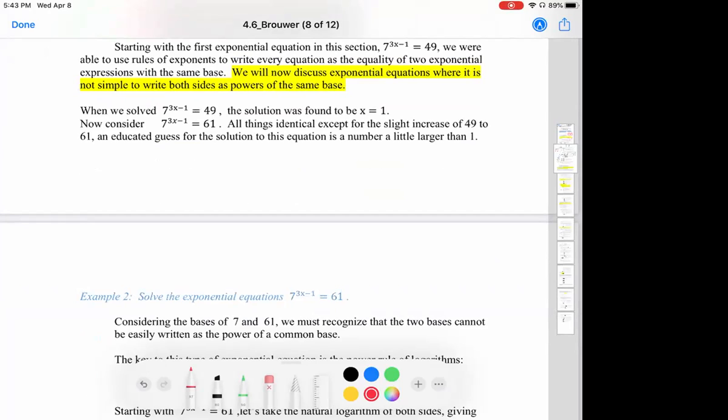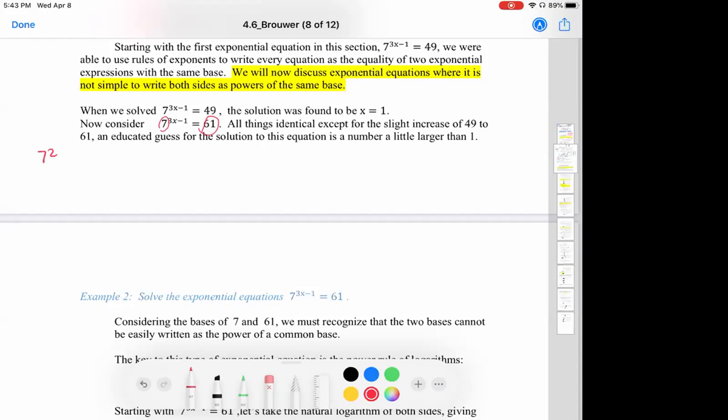Now consider 7 where the exponent of 3x minus 1 is equal to 61. All things identical except for the slight increase of 49 to 61. As an educated guess for the solution, this might be a number a little larger than 1. Now the big thing to consider is, I can't think of writing 7 with an exponent to get 61. It doesn't work out, right?